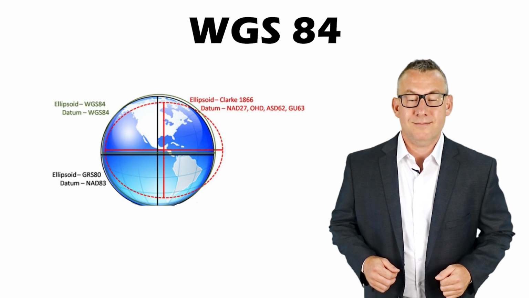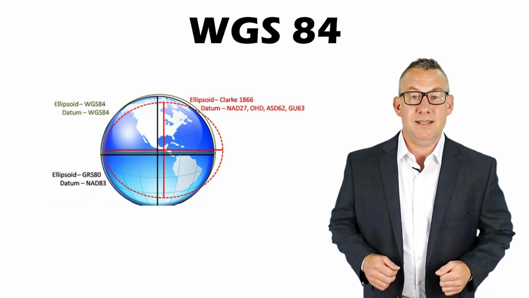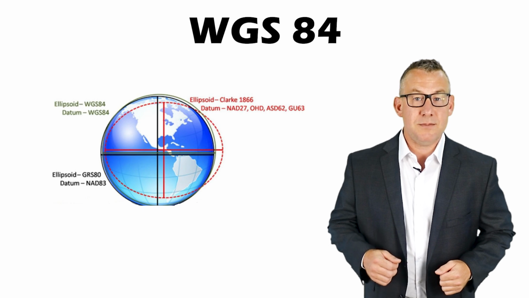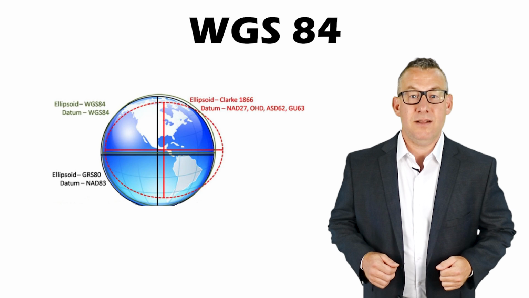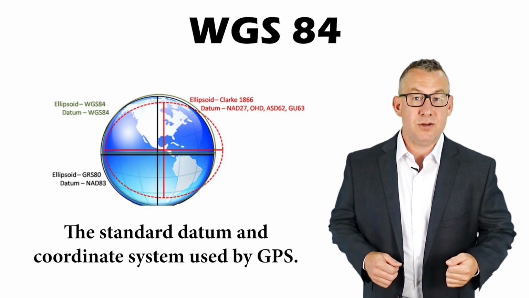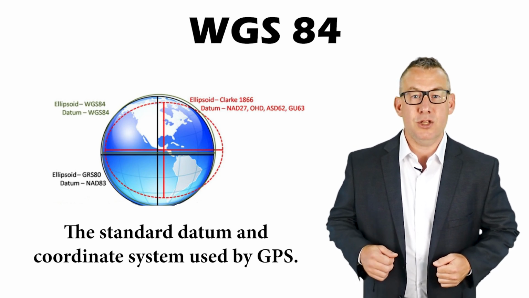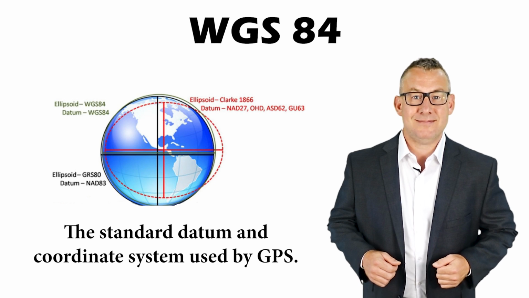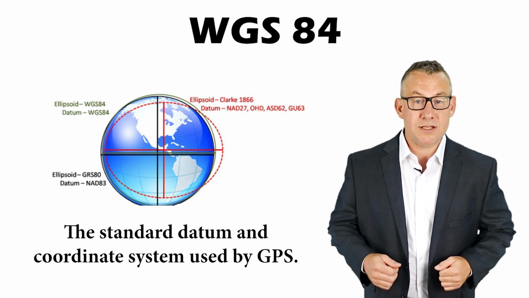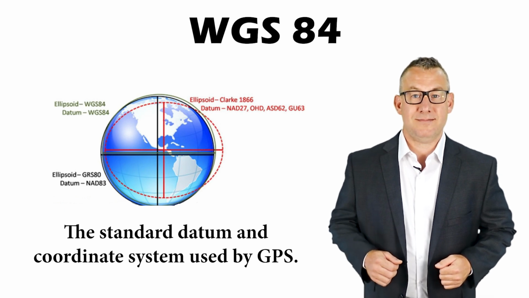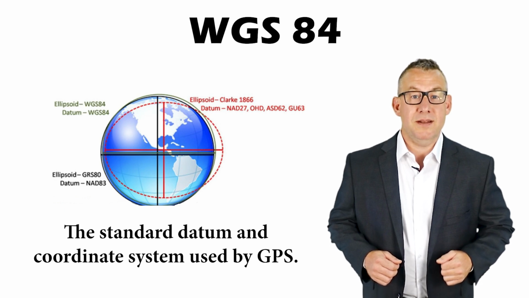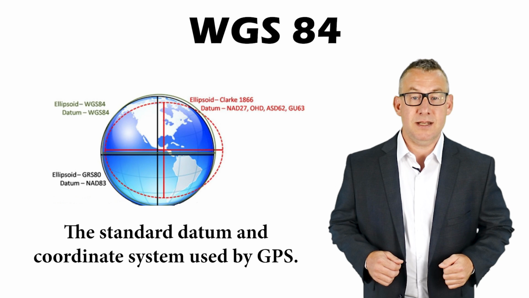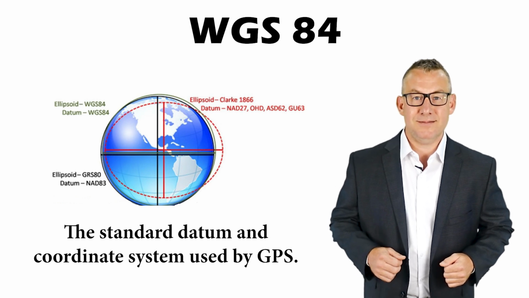WGS 1984. WGS 1984 is a coordinate system and a geodetic datum. WGS 1984 is known for being the standard datum and coordinate system used by GPS. The difference between NAD 83 and WGS 84 locations are 1 meter or less. WGS 1984 is maintained by the National Geospatial Intelligence Agency, or NGA.